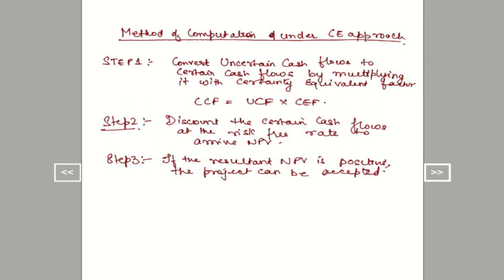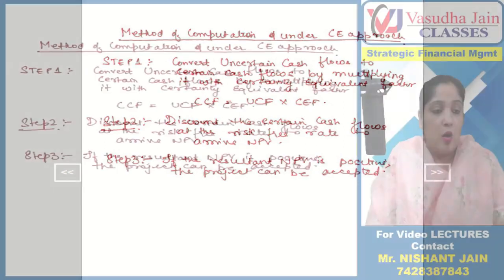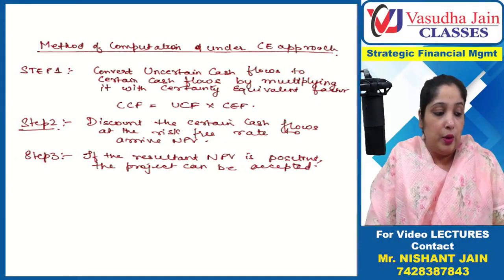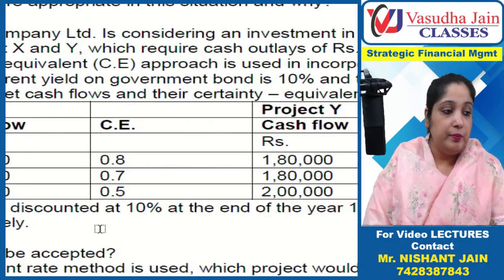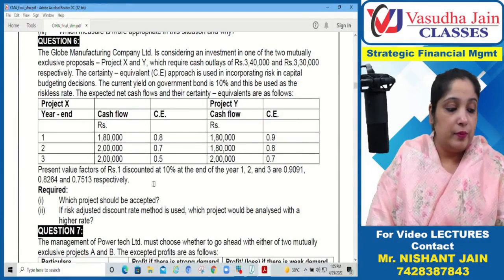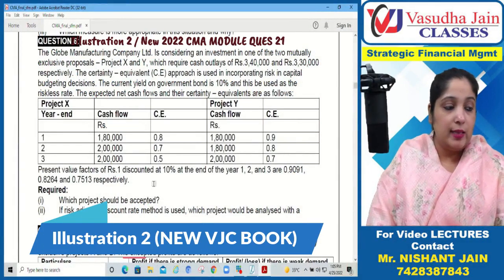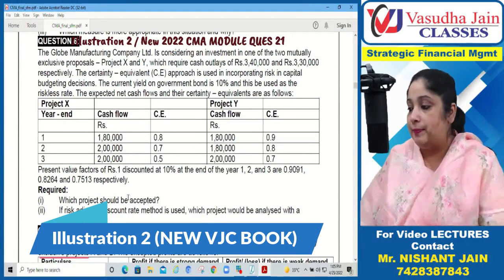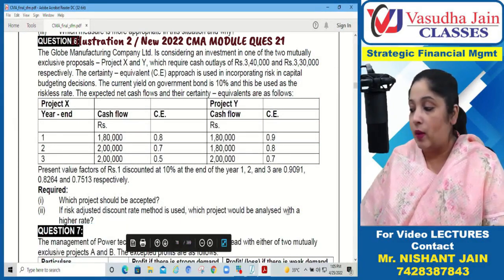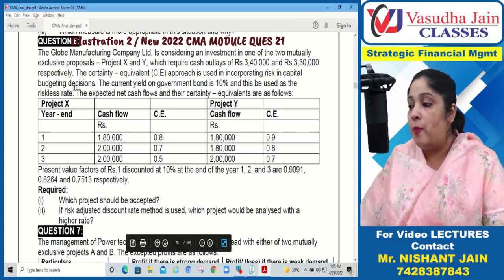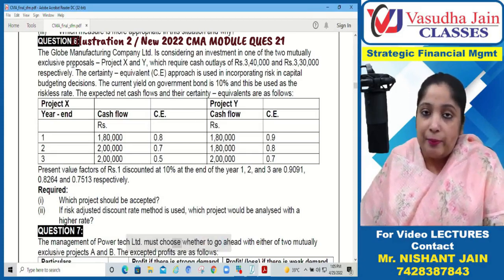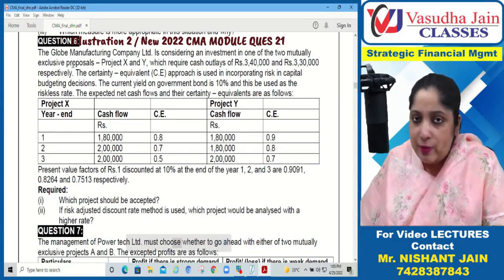Now let us go on to the question of the CMA module. Let us do the question of the CMA module. Yes, question number 6. Now the Globe Manufacturing question, it is a simple question. I told you this study note is very simple. You will find almost all concepts very easy.